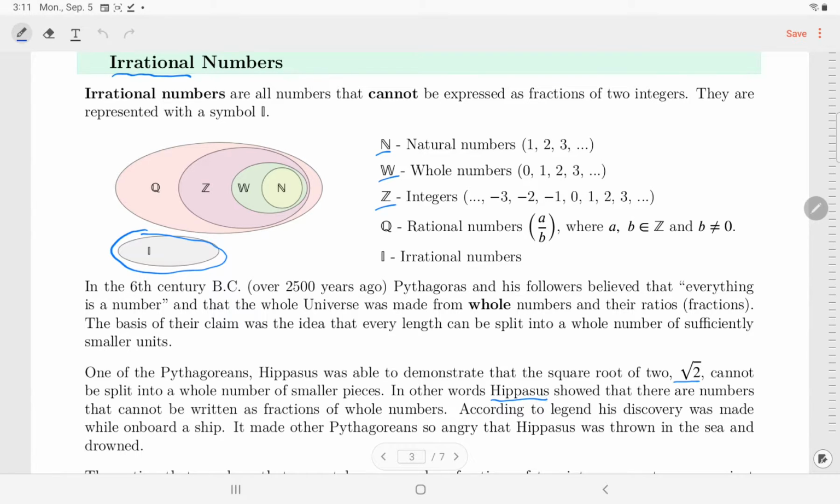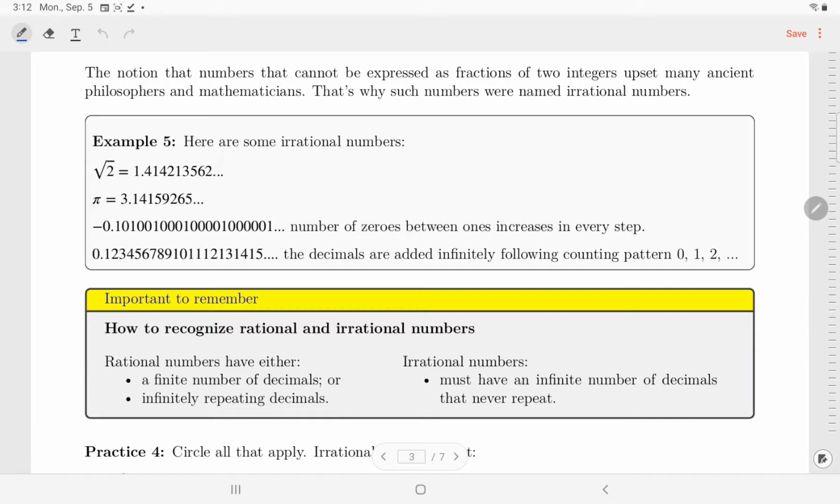So Hippasus found a number that couldn't be written as a fraction of 2 integers. Remember that rational numbers can always be written as a fraction of two integers, but irrational numbers cannot. Also, in rational numbers, the decimal digits always end or repeat, and in irrational numbers, the decimal places do not end and do not repeat. So here we have the square root of 2, the first irrational number.